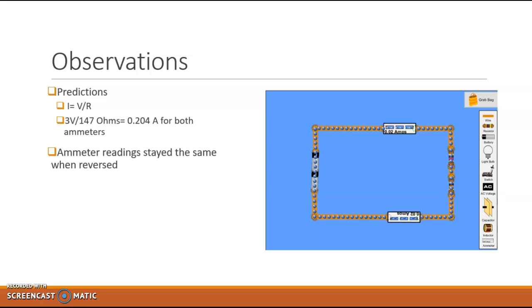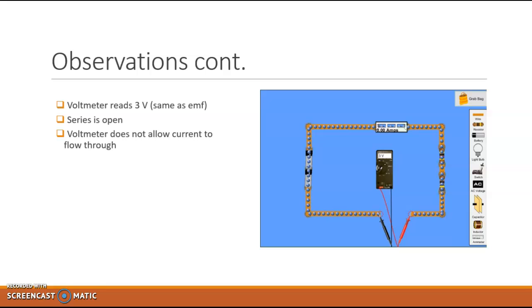I found that the ammeter readings were independent of how they were hooked up, as they're shown in reverse on the right. When we break up the circuit and measure the potential difference, we see that it's the same as the EMF, because the series is open and the voltmeter doesn't allow current to flow through.